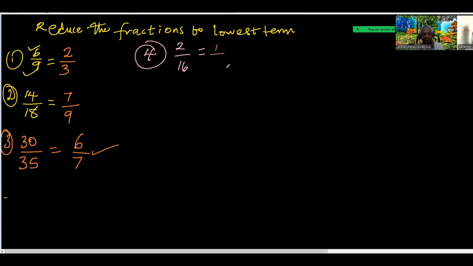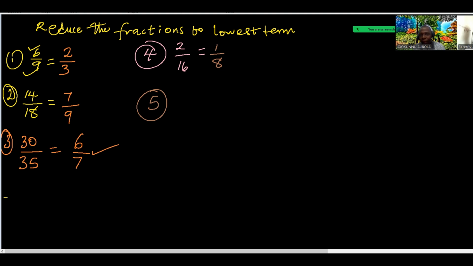Why do you say 12? How many 2 is in 16? 2 times what will give me 16? 8. That's 1 over 8. Are you getting it now? A bit. Yeah. So let's look at another one.